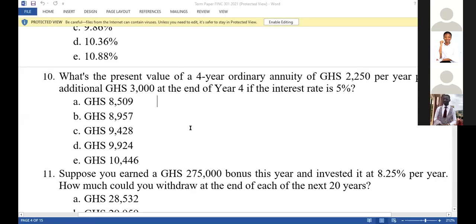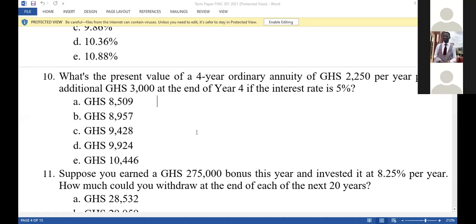Question 11. Rabna, can you show us question 11? Yes, sir. Okay. Now, can we all see the question? Yes, please. Suppose you earned a 275,000 bonus this year. Let us end there. That figure, what is it? The cash flow. Exactly. Yes, I know it's a cash flow, but is it present value or a future value? That's the question. You earned a 275,000 bonus this year. Is it a present value or a future value? Present. This is a present value, right?